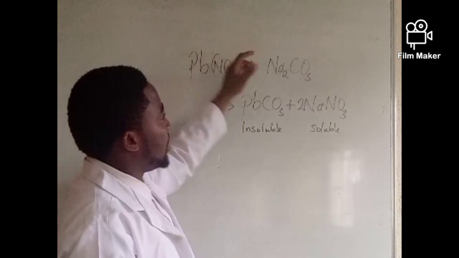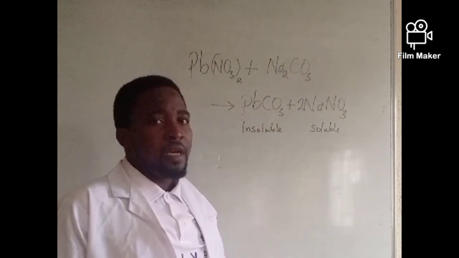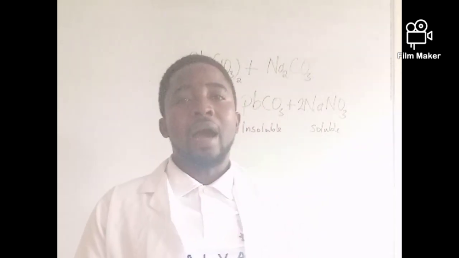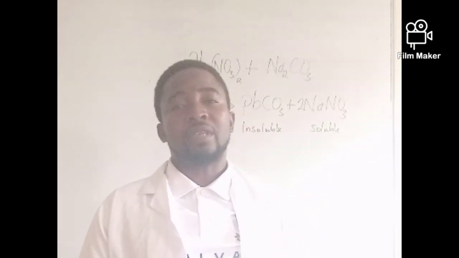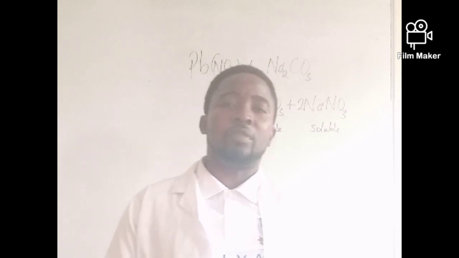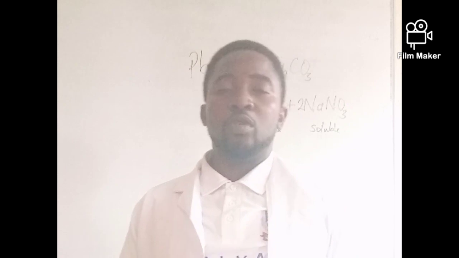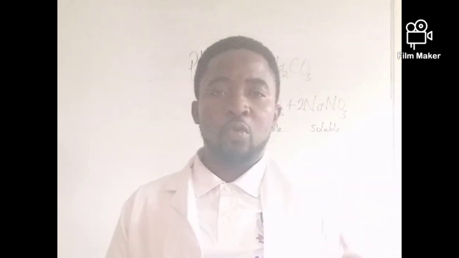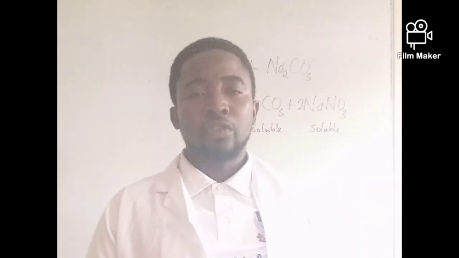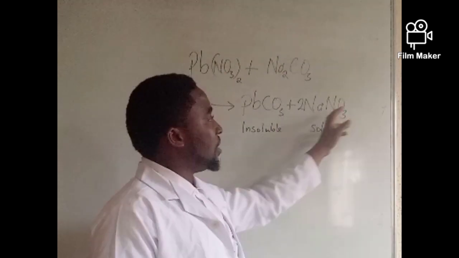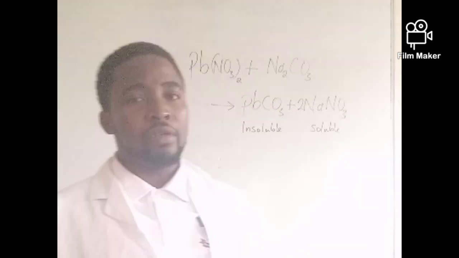So on the board here is the equation for the reaction involving the two salts. We have lead nitrate reacting with sodium carbonate. Now when you observe these two salts, you discover that they both are soluble salts. When you mix two soluble salts together, you will get two products, of which one of them will be a soluble salt and the other one will be an insoluble salt. So in this case, lead carbonate is the insoluble salt, while the sodium nitrate is the soluble salt.